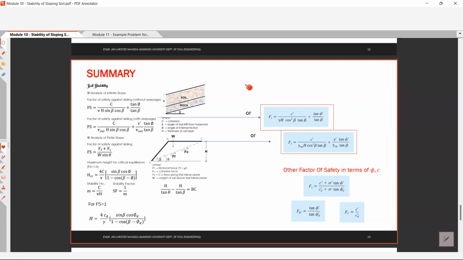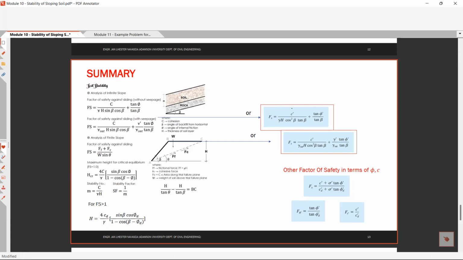Last meeting on Monday, we discussed the formulas and derivation for the analysis of sloping soil, for infinite and finite soil slope. Under infinite slope, we discussed the factor of safety against sliding without the seepage or without the pore water pressure, then also the factor of safety against sliding with seepage. Then we determined that some references use the equation sine beta cosine beta, and some use cosine squared beta tangent beta.